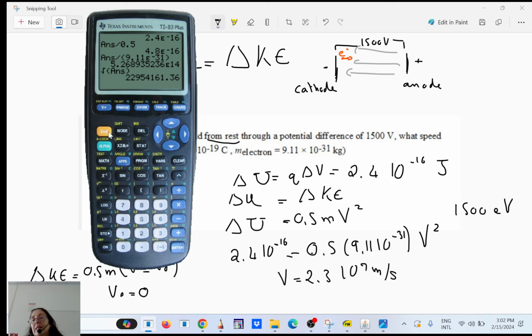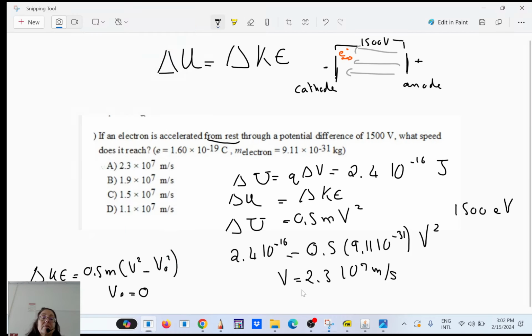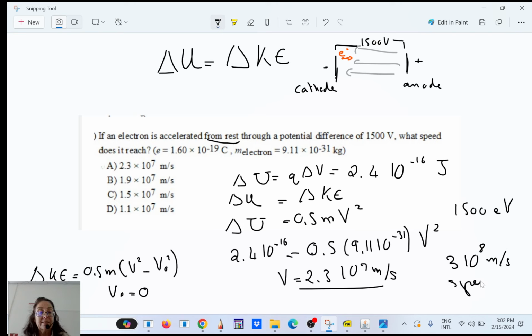If you are not sure, you can change the mode to scientific notation, or you just go back until you find a number between 1 and 10. So it's very fast, because the speed of light is 3 times 10 to the 8 meters per second. So if you take the ratio, you see what's the ratio? That's the speed of light.